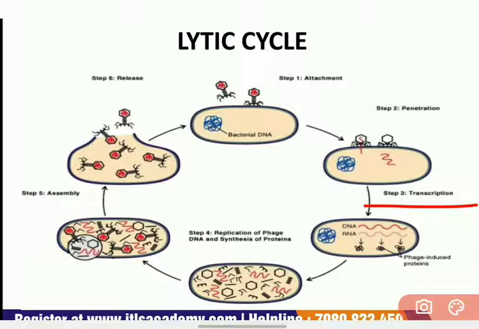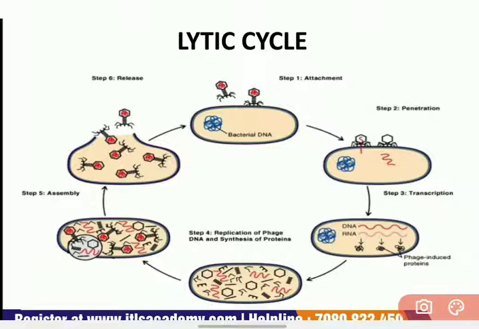Third step would be transcription. The genetic material has been inserted into the bacterial cell, but now the genetic material will start to replicate itself. After making many replica copies of its genome, it can do its work of pathogenicity. If there is a small amount of genetic material, it will not be able to cause pathogenicity in that bacteria.